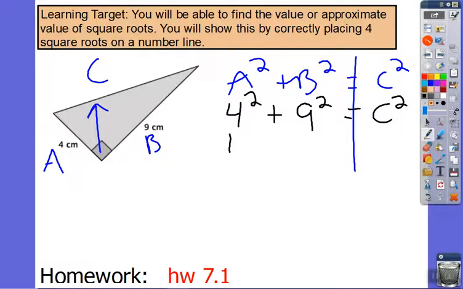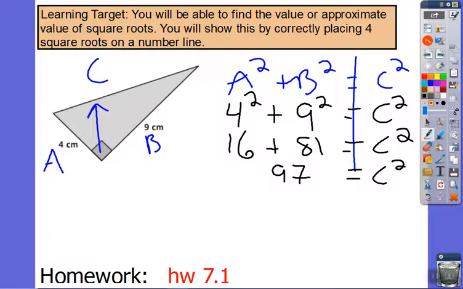4 times 4 is 16. 9 times 9 is 81. Okay, I can go ahead and add those together. That's going to get me 97. Opposite of a square is a square root on both sides. And I've got that C is the square root of 97.